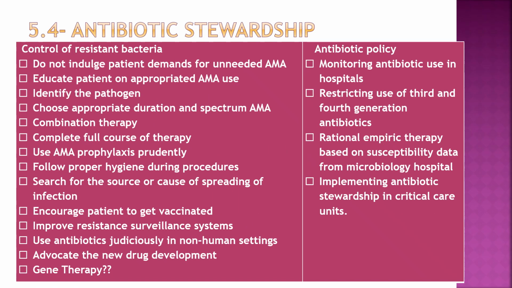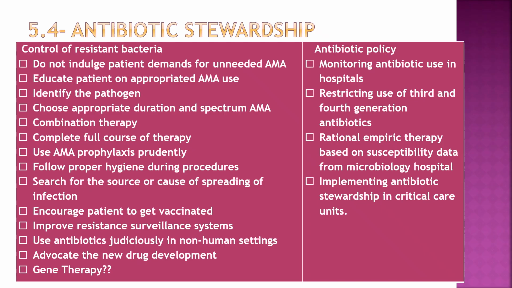Control of resistant bacteria: do not indulge patient demands for unneeded AMA. Educate patients on appropriate AMA use. Identify the pathogen. Choose appropriate duration and spectrum of AMA. Use combination therapy where needed. Complete the full course of therapy. Use AMA prophylaxis prudently. Follow proper hygiene during procedures. Search for the source or cause of spreading of infection. Encourage patients to get vaccinated.